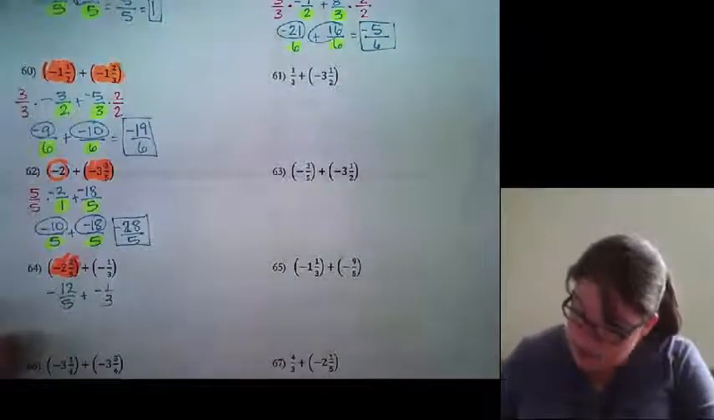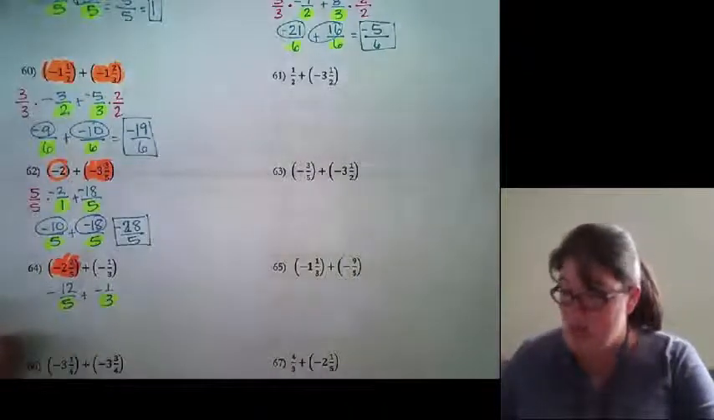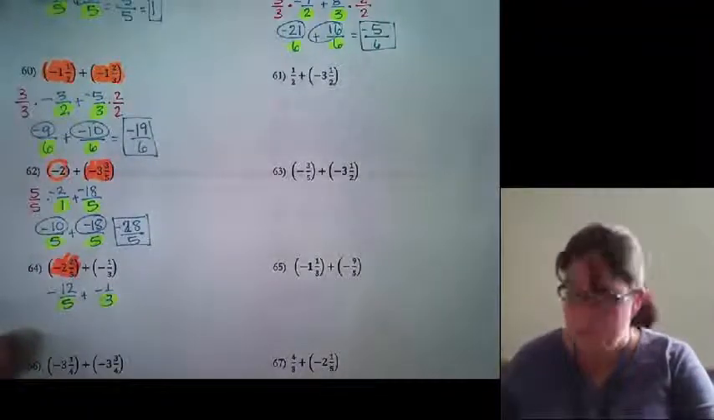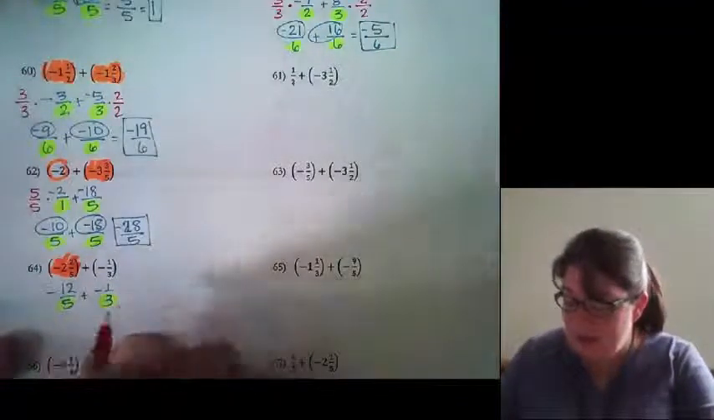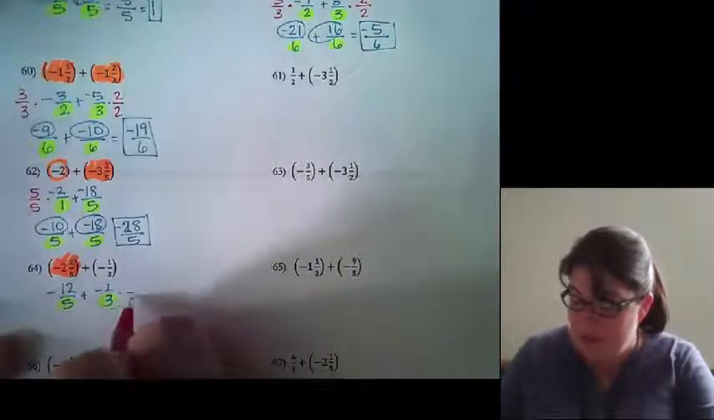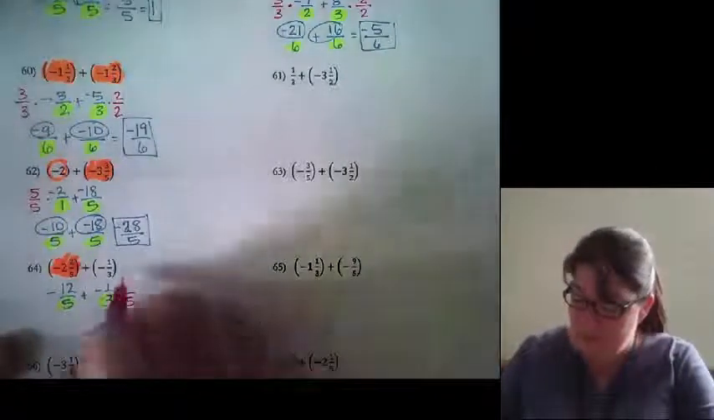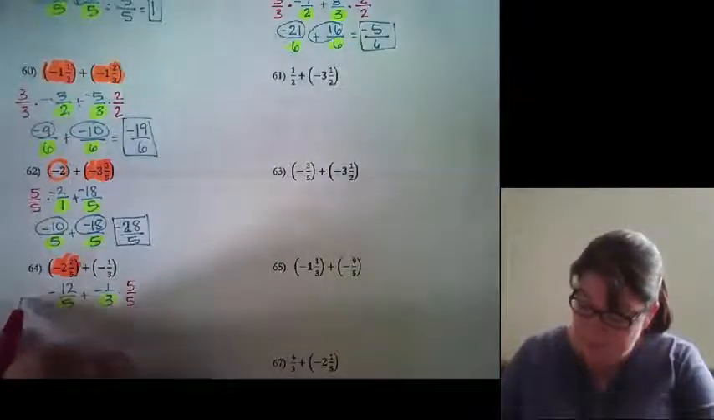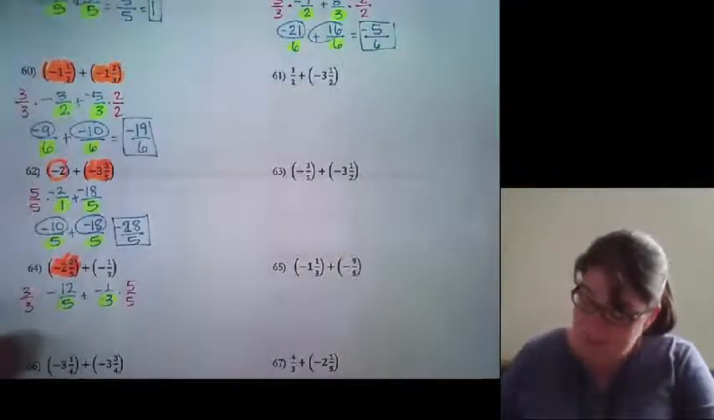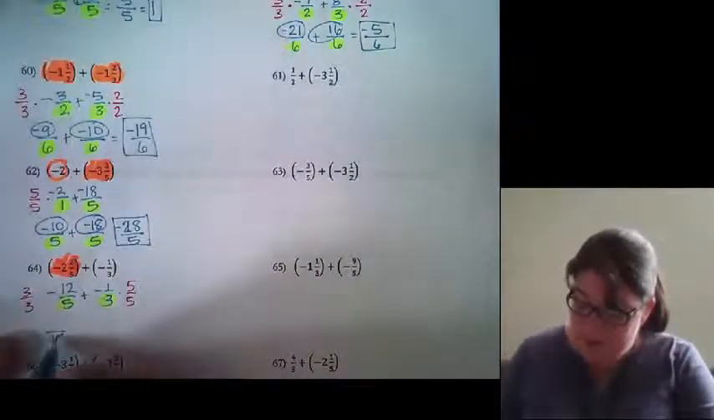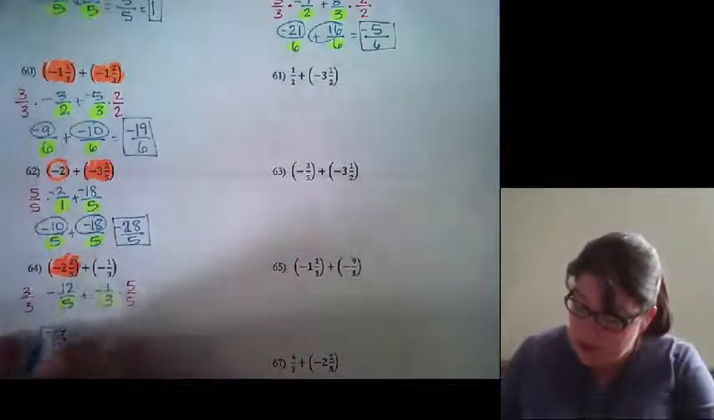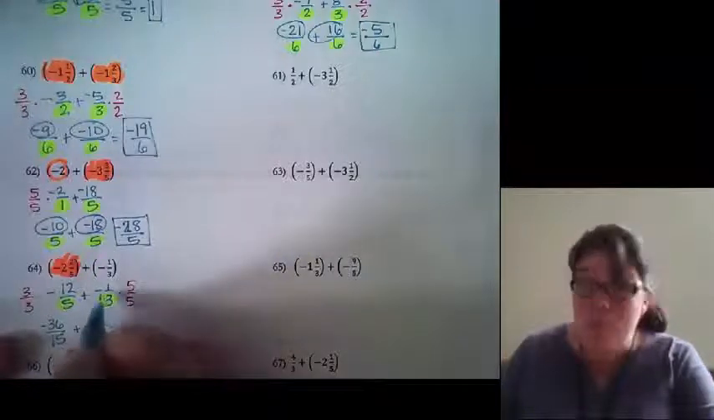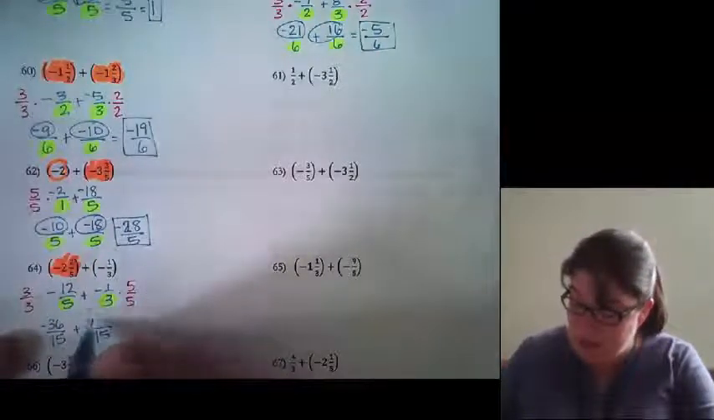Now, my denominators are not the same, so I need to make them the same. So what number can I multiply 5 and 3 and get the same number? 15. If I want to get 15, I have to multiply 3 by 5, because 3 times 5 is 15, on the top and the bottom. If I want 15, I have to multiply 5 by 3. So I'll do 3 over 3 on that side. Now, my new denominator is 15. 3 times negative 12 is negative 36. Here, my new denominator is 15, and my new numerator is negative 1 times 5, which is negative 5.